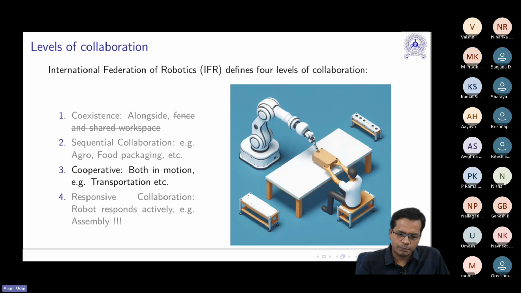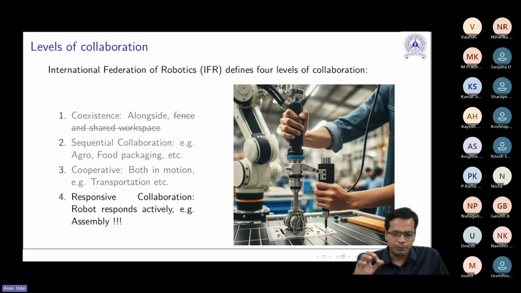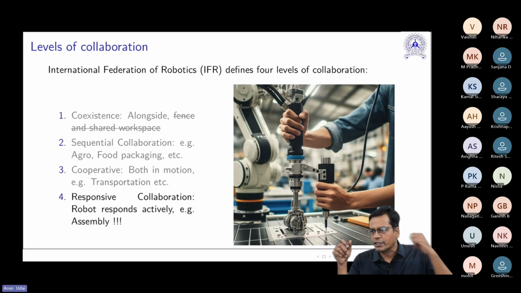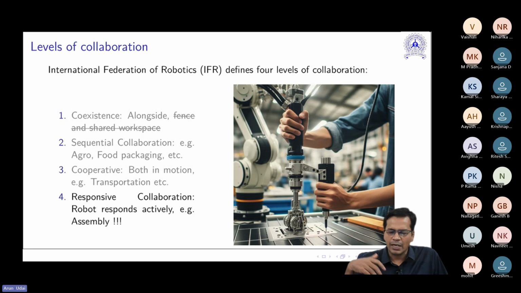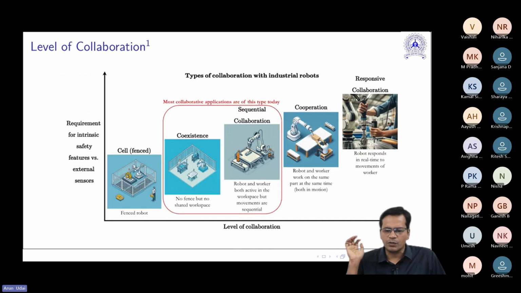And the last but not the least one is responsive collaboration. The robot responds actively, like an assembly task. The last one in the video was an assembly task. So if that is the thing, it is the highest level of collaboration. When you see, most of the collaborative applications today are of this type, mostly coexistence or sequential collaboration. This is very common and safe, but going ahead, cooperation and responsive collaboration are a little risky.